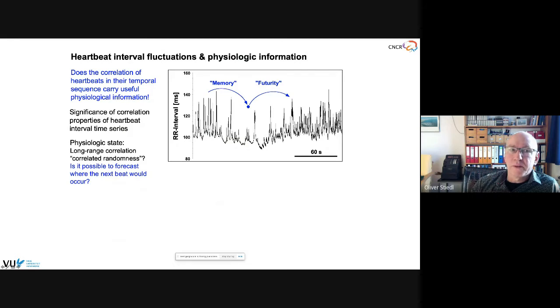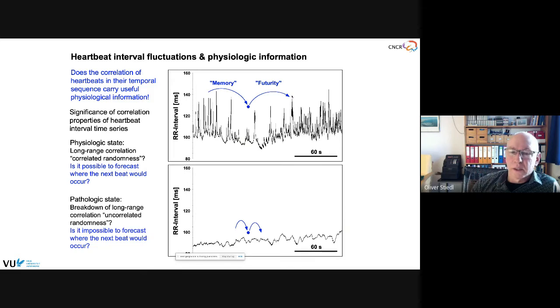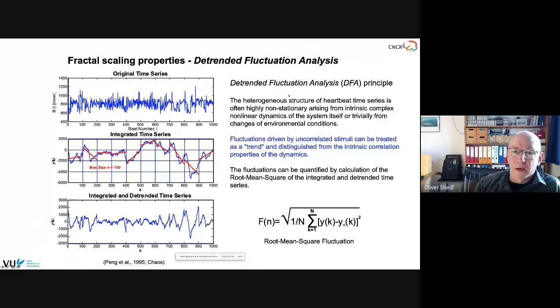What we now think of conceptually is, if we have heart rate fluctuation as a function of time, this is the RR interval in milliseconds as a function of time. The question is whether we can extract information to predict where the next beat will come. This is like a forecast. And if this holds, can we measure whether we can predict a pathological state where this is not possible anymore? This is like weather forecast. As you know, under certain conditions you can make a nice prediction, and under certain conditions you cannot.